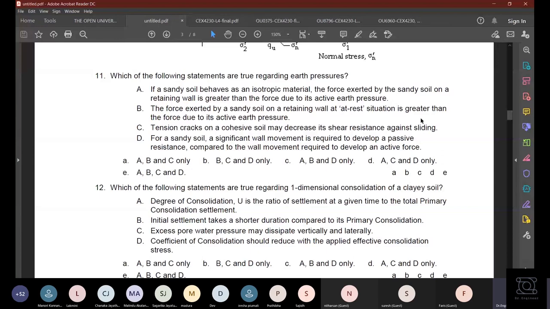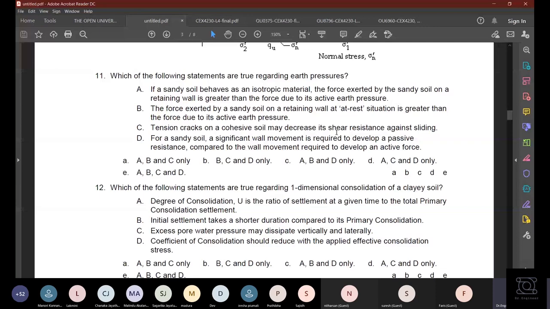Right, so the resistance would be decreasing. So a tension crack enables more risk of failing. Right, so this statement is correct. It decreases its shear resistance. Right, it is correct. For sandy soil, a significant wall movement is required to develop a passive resistance compared to the wall movement required to develop an active force.